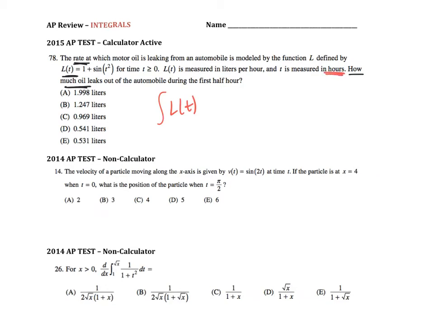we're talking about hours, and it says how much oil is leaked out for the first half hour. Because our units are hours, I'm going to say 0 to a half, because we're dealing with a half hour. I'm going to go ahead and type in math 9, type in my L of t function there, and that's going to be 0 to 1/2 of 1 plus the sine of t squared. And when you type that in radians, don't forget, we get 0.541.